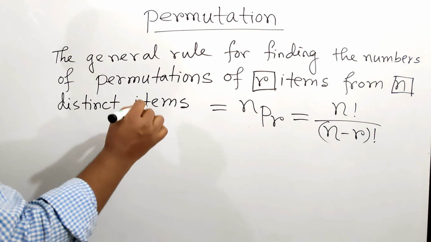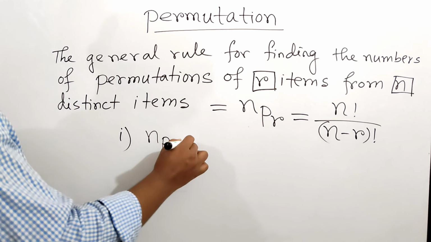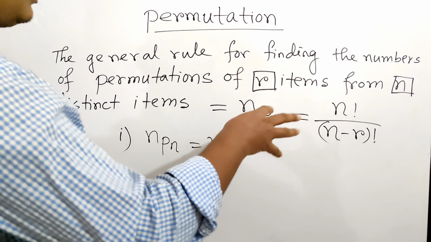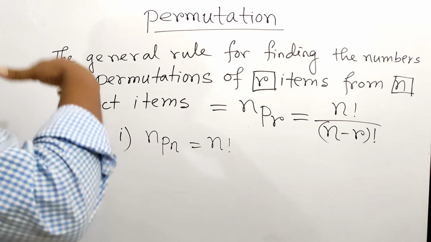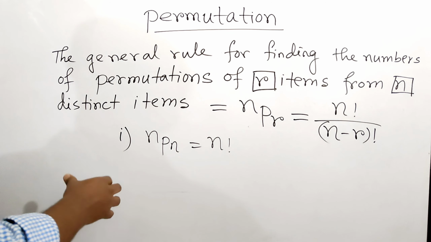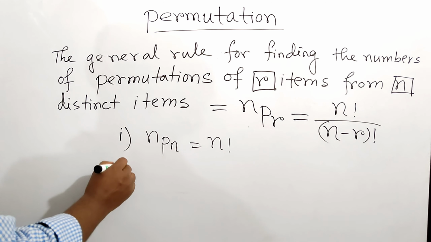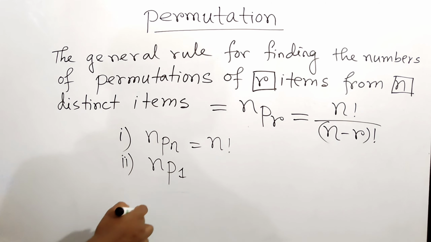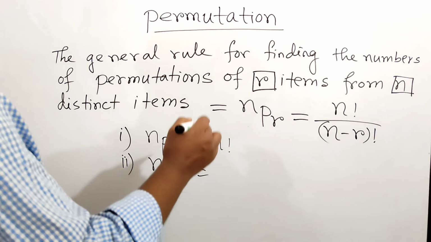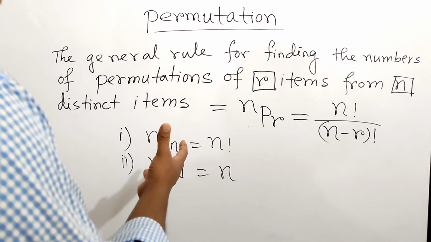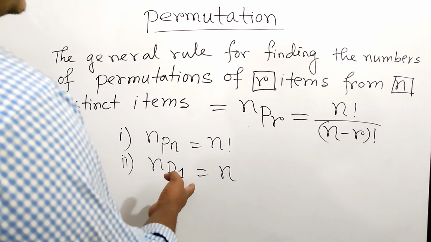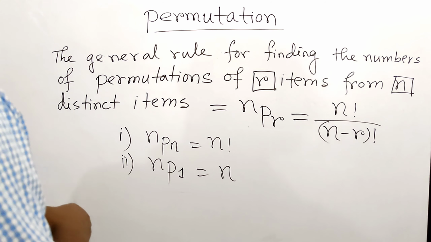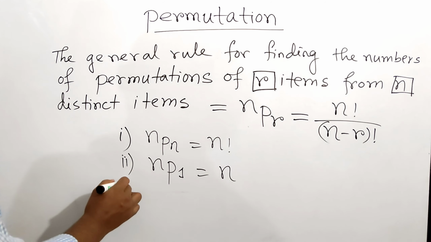Number one, if the question is nPn, that means n factorial. You take n items from the given n items, so you consider all the items. According to our arrangement, that is n factorial. Number two, if the question asks you to take one item from n items, then the formula is n, that means you can arrange one item from n given items in n ways.